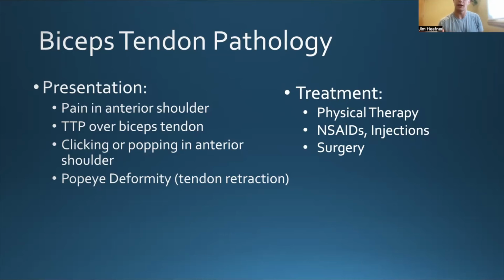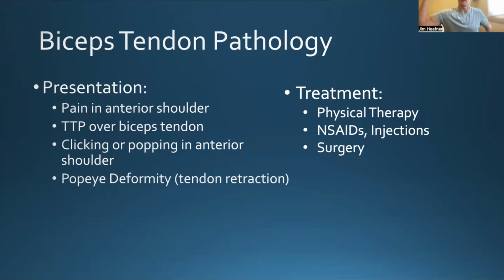These people are often going to have clicking and popping in the anterior shoulder. And then if the tendon retracts, you're going to see the Popeye deformity. What that means is that if there's too much strain across the bicep tendon and it actually ruptures, it is going to coil down, and then the bicep's going to be really low in the arm versus the full length of it. You'll see that muscle shift down to the lower edge. Once you've seen a few of them, the Popeye deformity becomes very obvious.